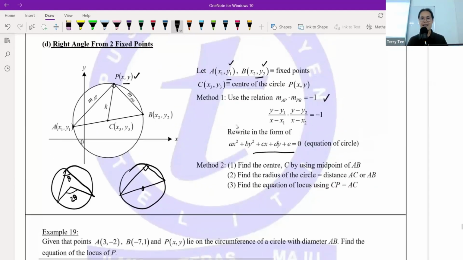Another method is we find the center of the circle by finding the midpoint. Midpoint of AB is C. Then you find the radius. We can find the diameter first, then we have it. And then you find the equation of locus by using CP, where C is the center and P is a moving point, equals the radius AC. Let me show you one example.